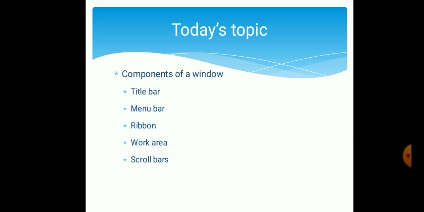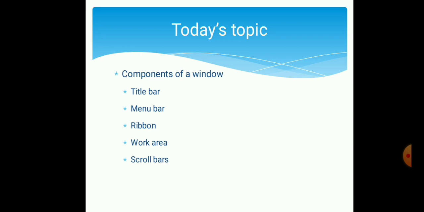So today we are going to discuss components of a window. Before going into that, in the components of a window we are going to discuss the title bar, menu bar, ribbon, work area and scroll bars. In this topic we are going to discuss all these things.